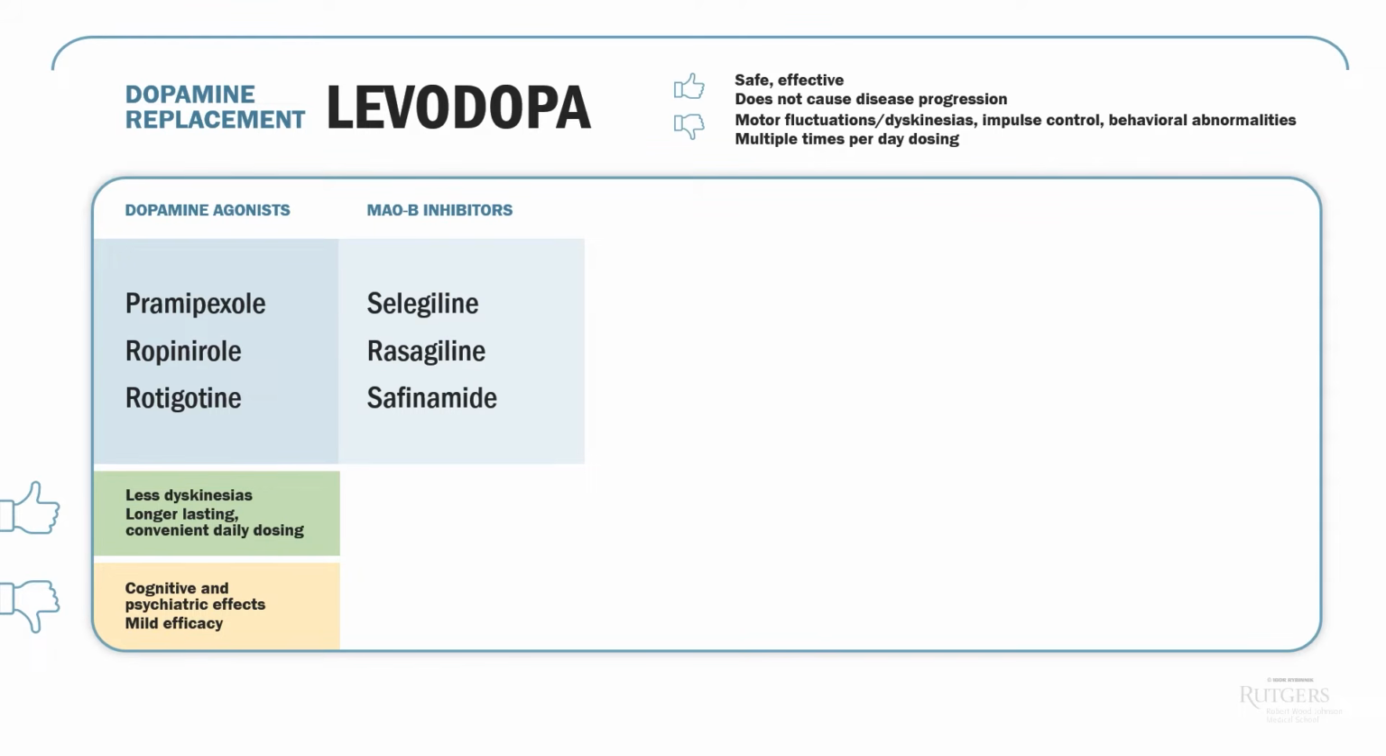MAO-B inhibitors like selegiline, rasagiline, and safinamide are another option. MAO-B inhibitors prevent levodopa degradation in the brain and may offer some neuroprotective benefits, although that hypothesis did not really stand up to scrutiny. These drugs have low potency in terms of their dopaminergic effects and could potentially treat mild symptoms. Once or twice daily dosing is helpful, but patients often notice very little or no difference after starting them, so these drugs are falling out of favor.